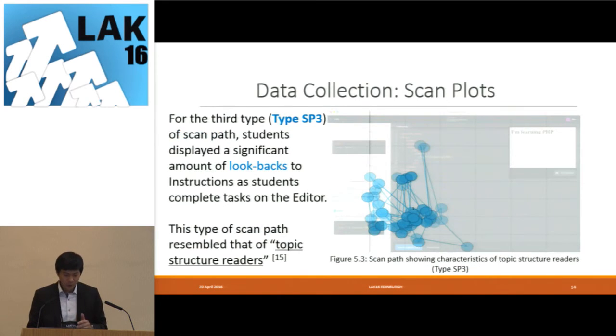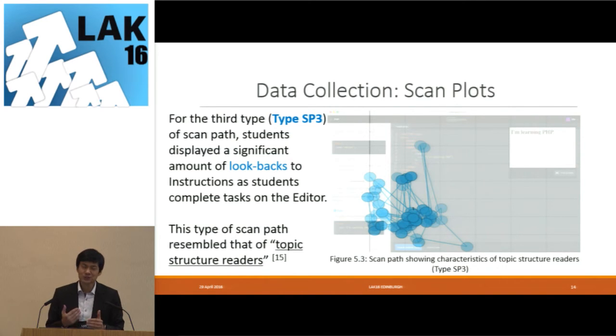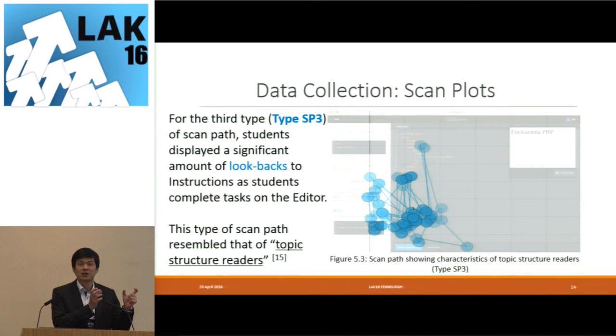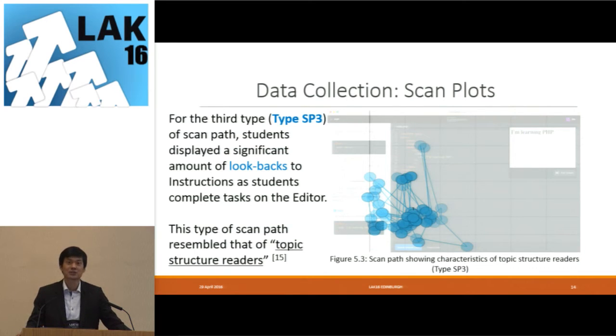The last one is one where we have a lot of lookbacks. What are lookbacks? Lookbacks are students who read the introduction and the instruction, go into the text and the code, do their code, and will always return back to the main points of what the instruction is about, and do some rechecks before they proceed. These are the students who want to associate the code they have produced with the learning outcome or the instructions. So these are learners that exhibit topic structure readers, a similar form of eye fixation.